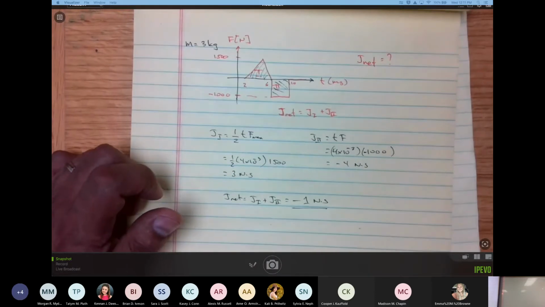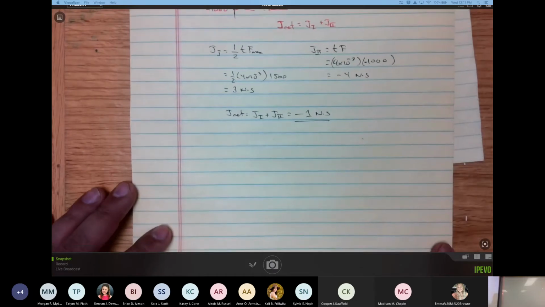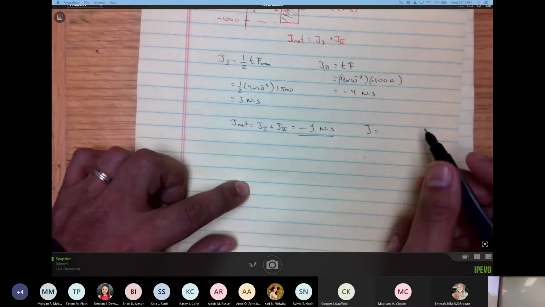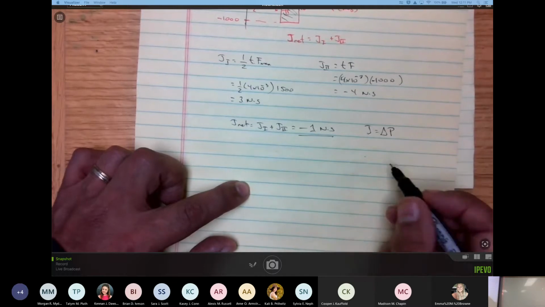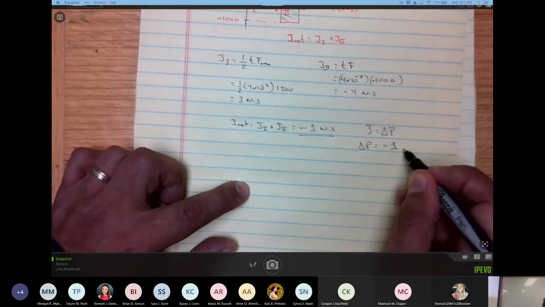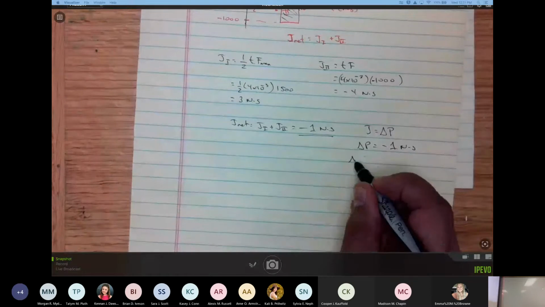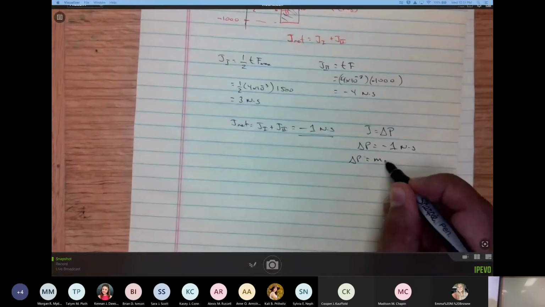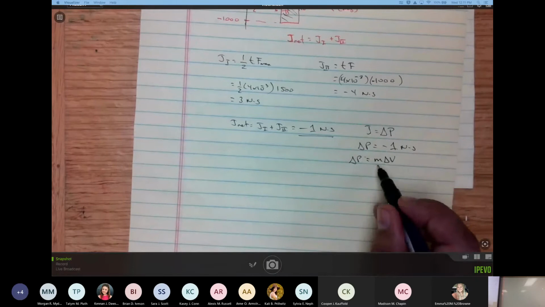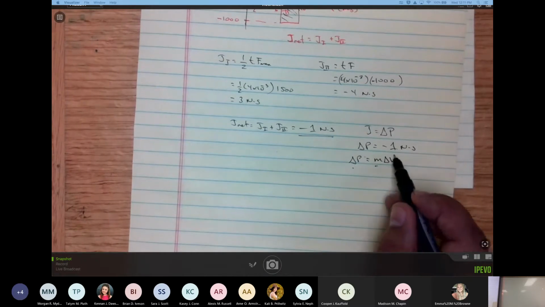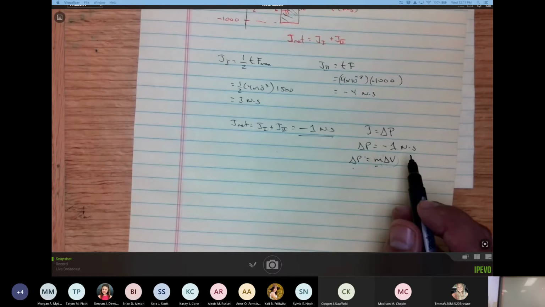Okay, so this is the impulse. And we know that impulse is also the change in momentum. So the change in momentum is also going to be -1 Newton second. We don't know what the initial or final velocity is, but we can calculate delta V. We know that the change in momentum is mass times delta V. We have the mass, we have the change in momentum, so we can calculate the change in velocity. We will not be able to know precisely what the initial and final velocity are.